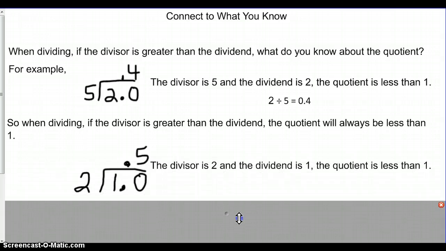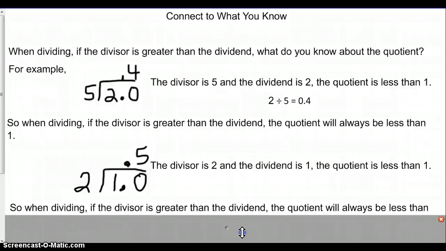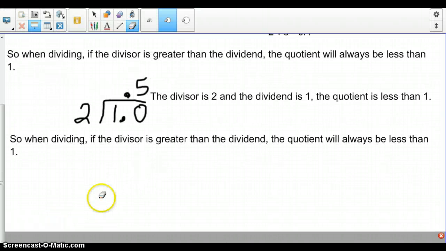Here's another example. The divisor is 2 and the dividend is 1. The quotient is less than 1. So when dividing, if the divisor is greater than the dividend, the quotient will always be less than 1.